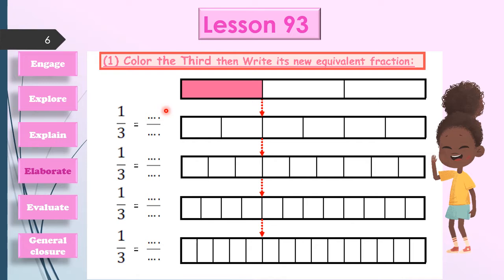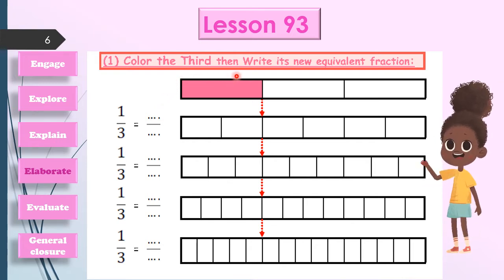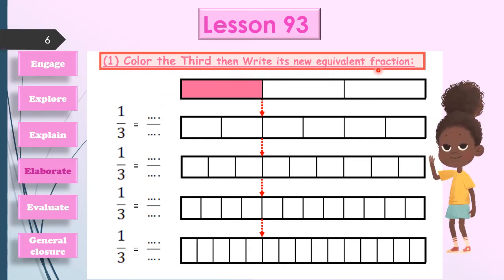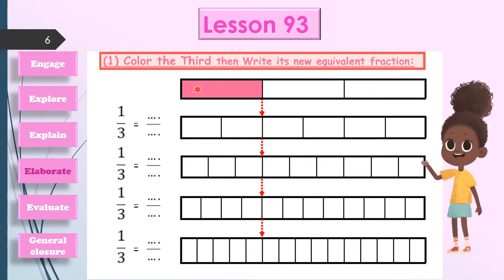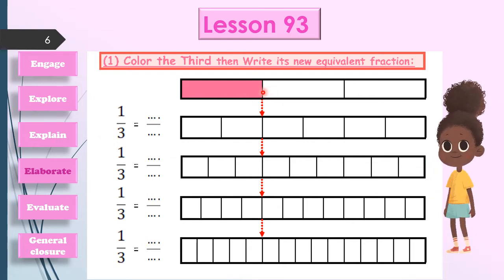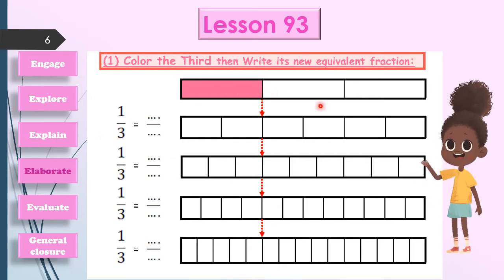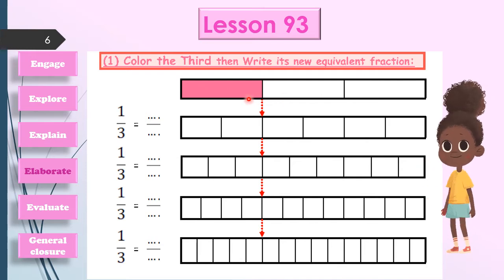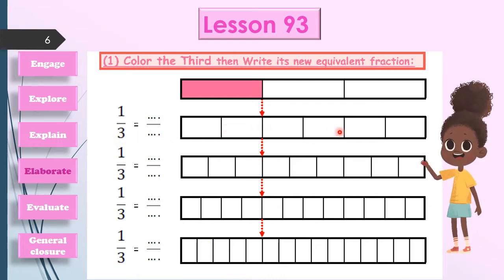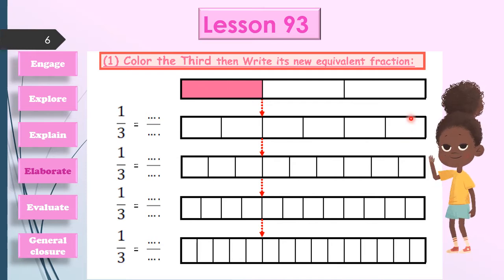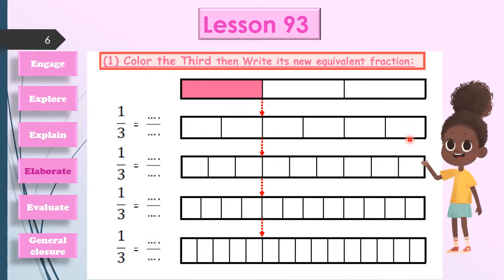Let's go to our exercises. Color the third, then write its new equivalent fraction. Here we have a third, and we colored just one part out of 3. You want to color the equivalent of it from the next models. In the first one we have here 1, 2, 3, 4, 5, 6, a fraction strip divided into 6 equal parts.